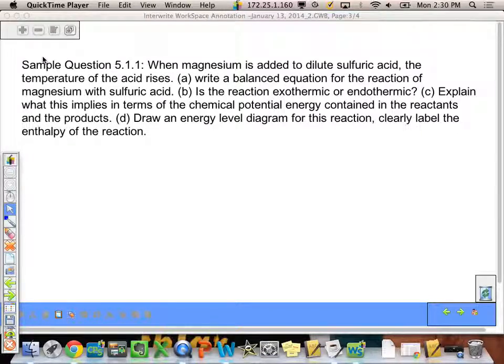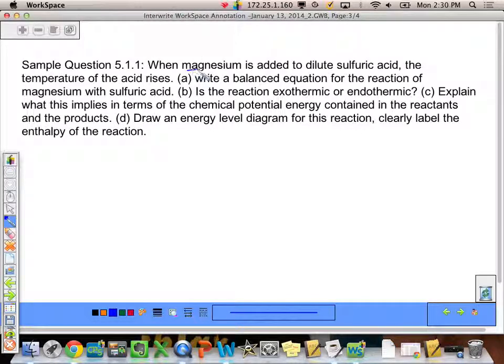Sample question 5.1.1 really brings in more than just the topic of Chapter 5, exo and endothermic reactions, calculating enthalpy changes, Hess's law, and bond enthalpies. It really takes us back to more of what the year would happen. We have magnesium reacting with dilute sulfuric acid, and it says that the temperature of the acid rises.